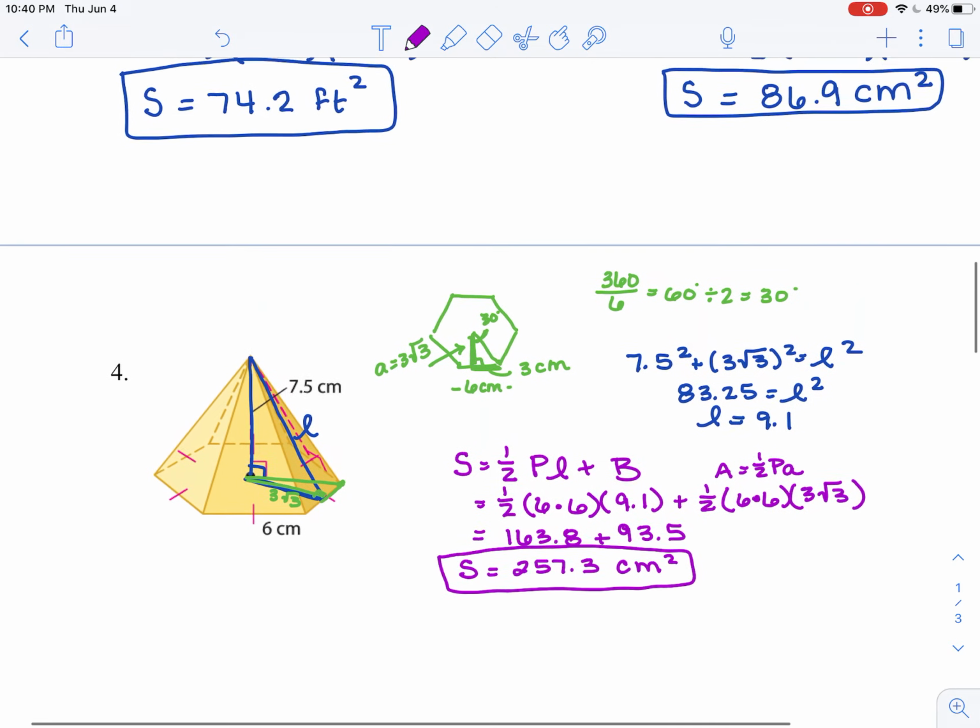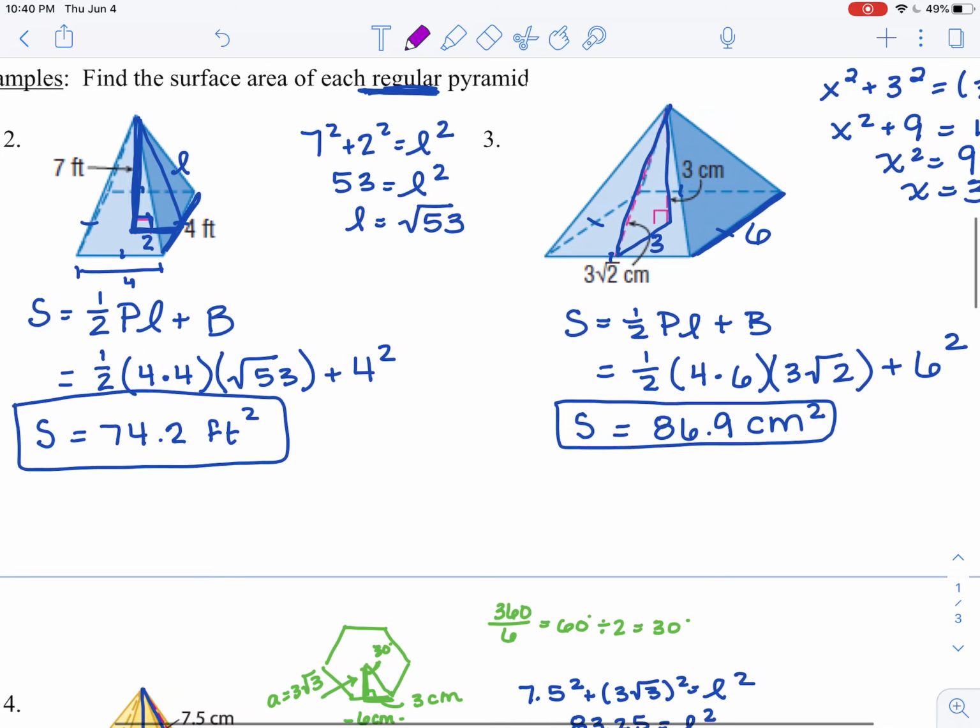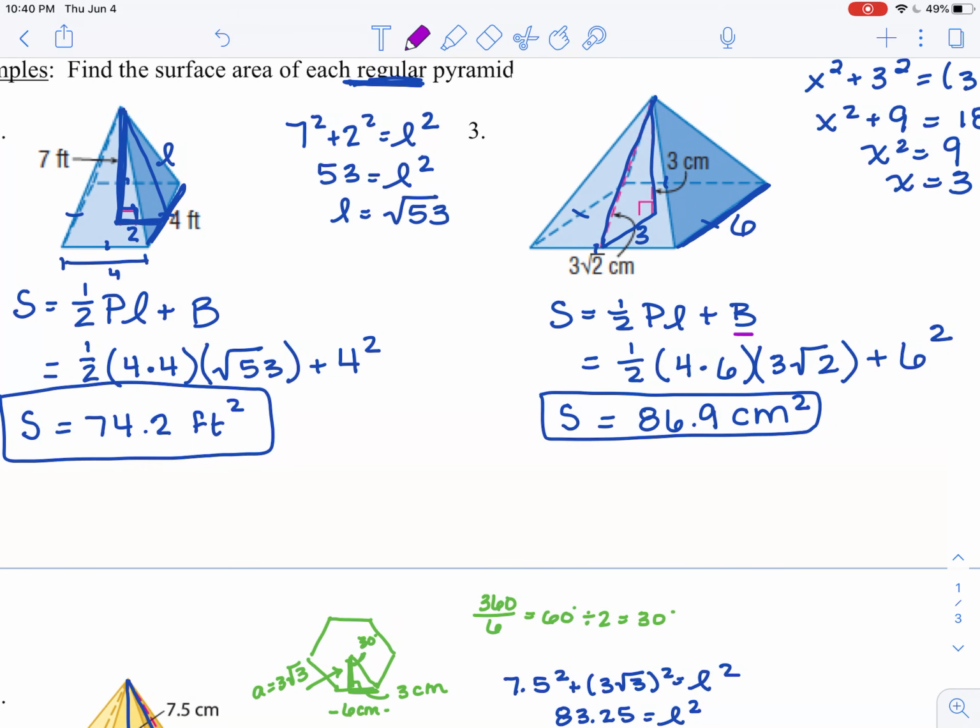So if I go back and look at question number 3, we've already calculated the area of the base. The base was a square, each side was 6 units, so area of the base was 36. We also need the height of the pyramid. Height is perpendicular to the base. That's the fireman's pole from the vertex down to the bottom. And in this picture, that's 3 centimeters.